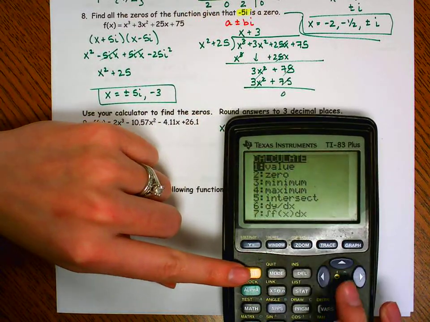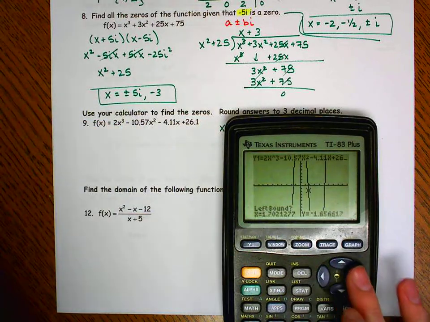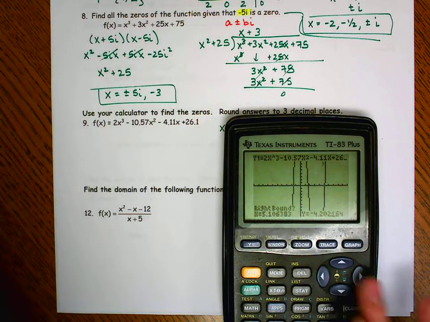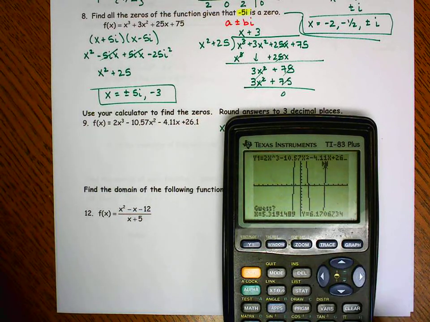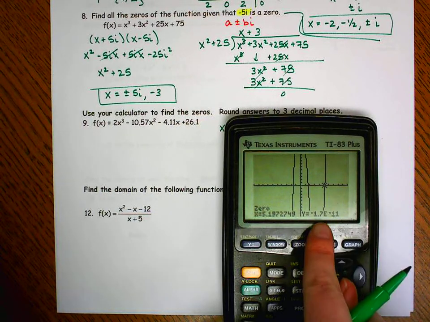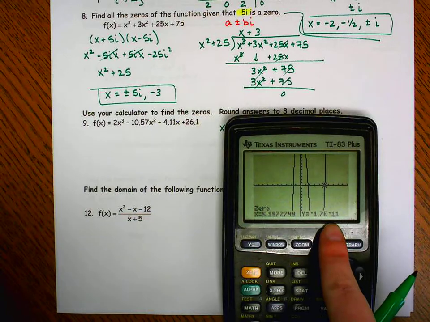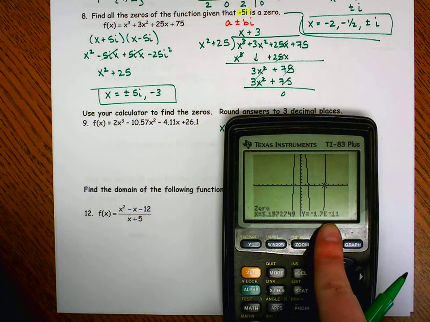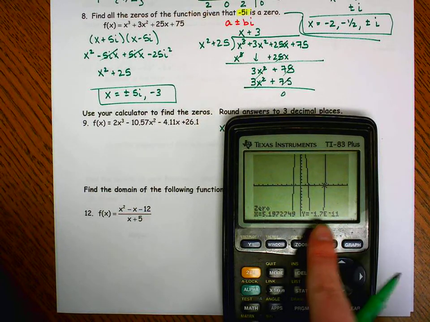Second calc intersect, oopsie, sorry, second calc 0. We're going to scroll over. There it comes back. There's my left bound. There's my right bound. And then there's my guess. Okay, so notice on this one I got -1.7e to the -11. That means -1.7 times 10 to the -11. That means we're going to shift our decimal point over 11 times.